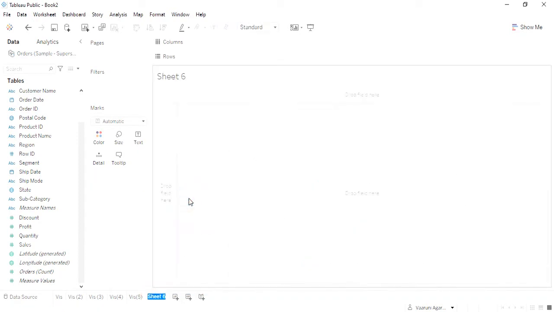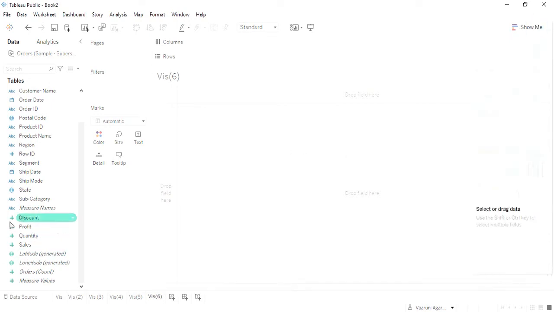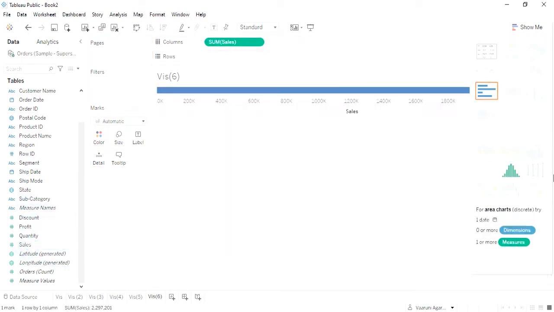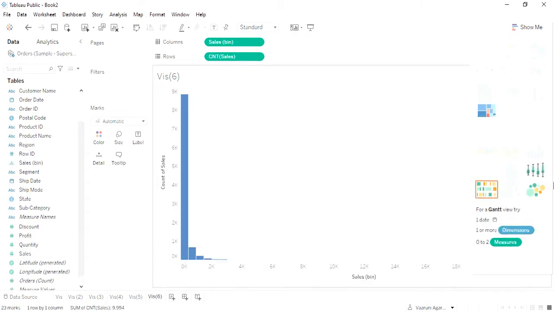Let me just create a new sheet and rename it as Viz6. So this is going to be our next visualization, and let me just drag in the data. If you just drag in the sales, I have this histogram that is available. Okay, I can just click on this histogram and it is created.